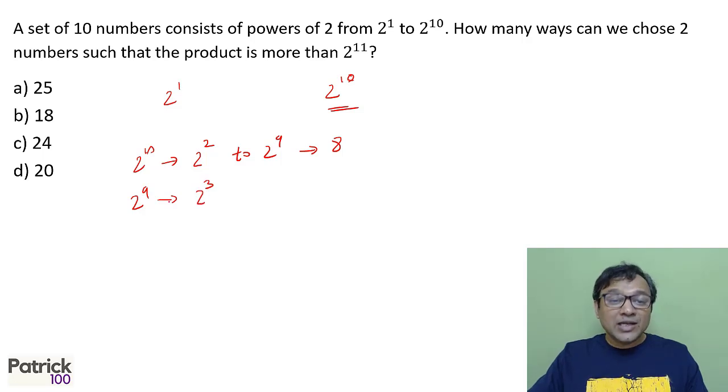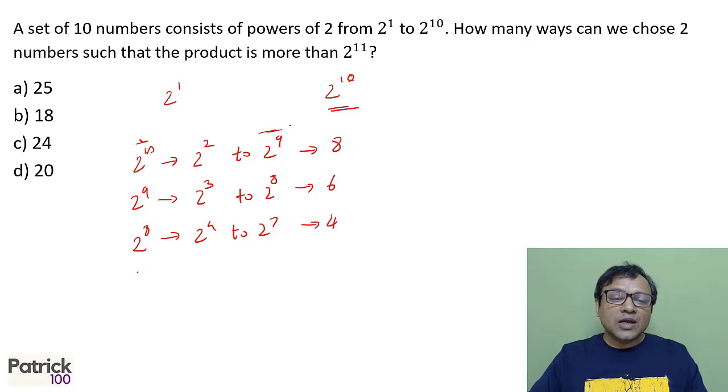If I take 2 raised to 9, what numbers can I take? I have to take 2 raised to 3 to 2 raised to 8 to get more than 2 raised to 11, because 2 raised to 10 is already taken out in the first case. So you don't have to repeat that. So 3 to 8, which is 6 ways. If I take 2 raised to 8, it becomes 2 raised to 4 to 2 raised to 7, 4 ways. And if I take 2 raised to 7, I'll have to take 2 raised to 5 to 2 raised to 6, 2 ways. So total it comes to 12.